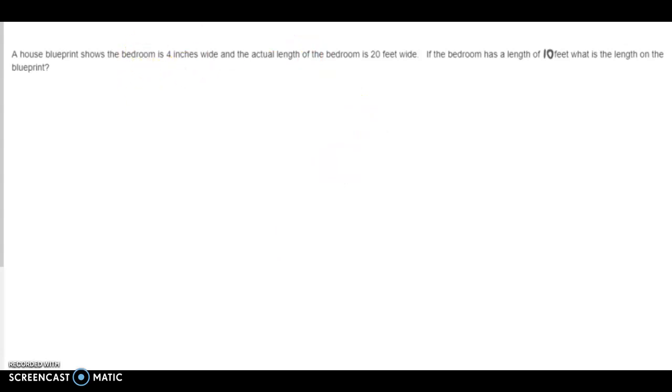Change colors here. Okay, so this one says, sorry, I'm having some pen issues.